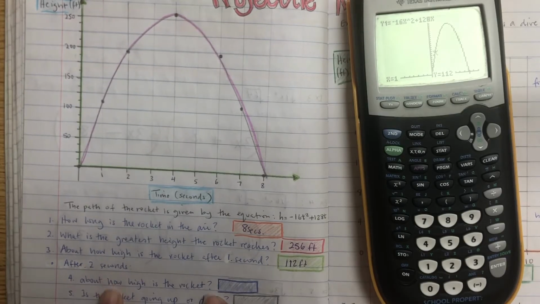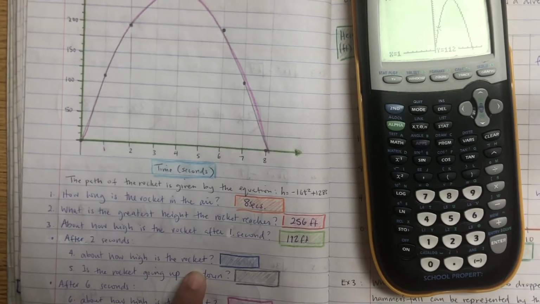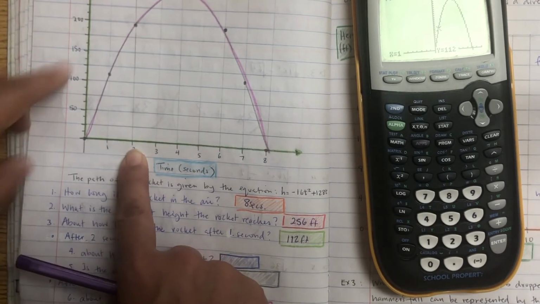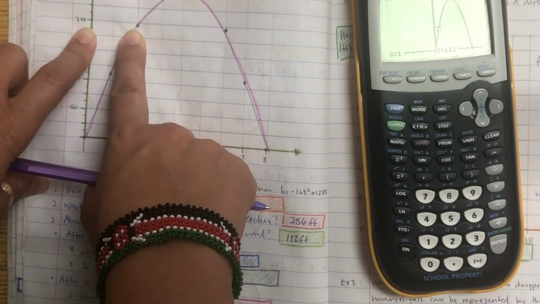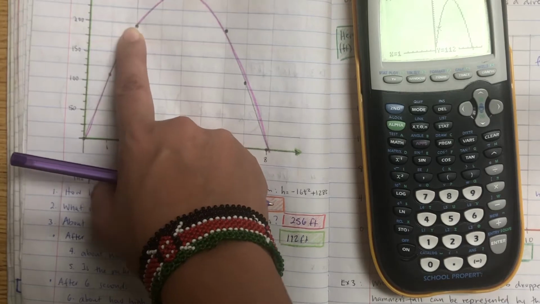After 2 seconds, about how high is the rocket? So I can definitely estimate this one. After 2 seconds, how high is it? It's really close to 200. So let's say about 190-ish. Okay, so if it's an estimation, they'll take that.